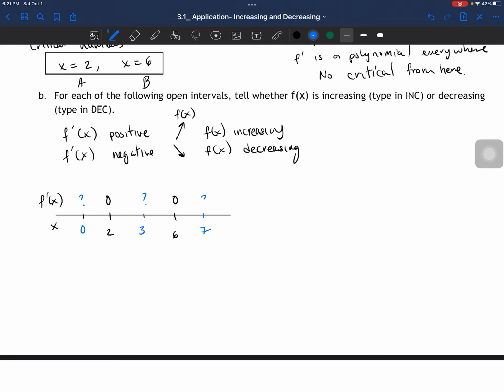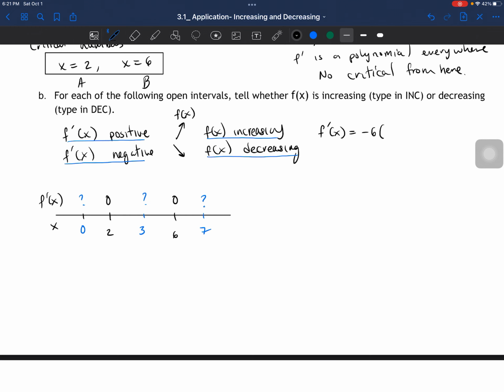So we're going to figure out what the values of the derivative are here. Because if we know the value of the derivative, and not necessarily the actual value, we just care whether it's positive or negative. If we know the derivative is positive, then we know the function is increasing. If we know the derivative is negative, then we know the function is decreasing. That's the connection we want to make in this section. So we're going to test these numbers: f prime of 0, f prime of 3, f prime of 7.